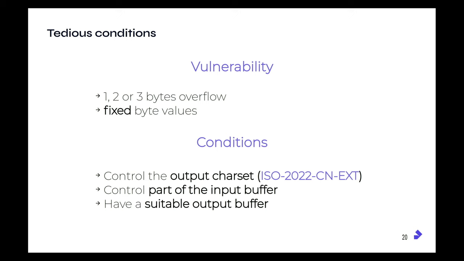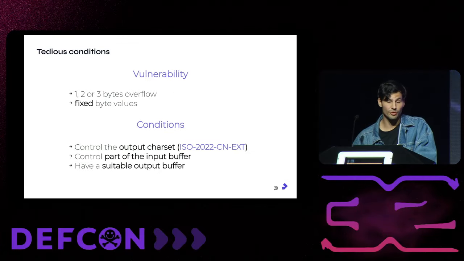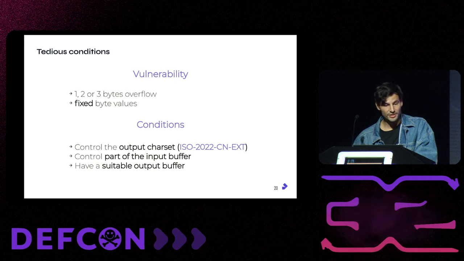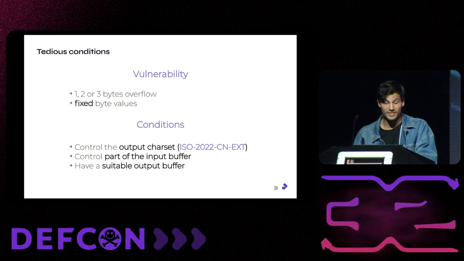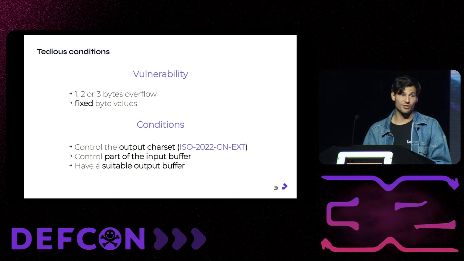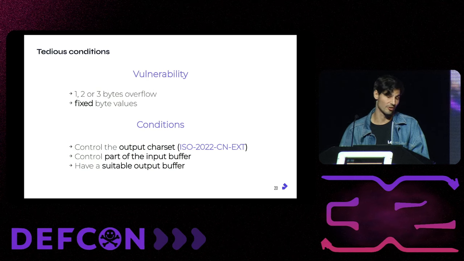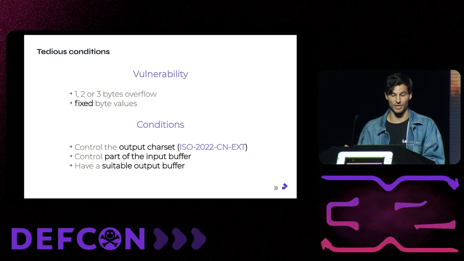So the vulnerability that we have is already pretty bad. It's a 1 to 3 byte overflow, and it's fixed byte values, so you don't control the bytes. In addition to this, you have horrible conditions. You have to control the output charset and set it to ISO-2022-CN-EXT. Nobody in the room has heard about it, I guess. So yes, you need to find an application that will let you pick your output charset. Otherwise, you will not find an application that does it willingly.